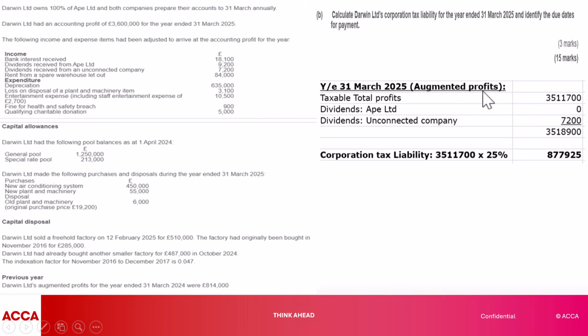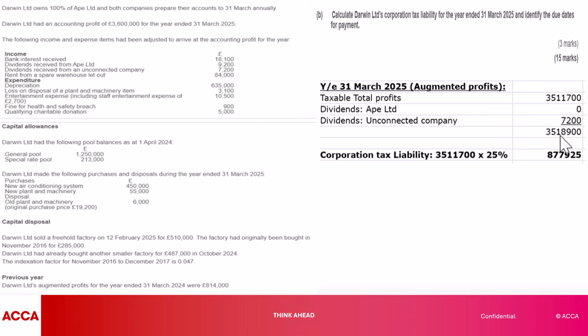3,511,700. I'm getting the augmented profits because the augmented profits help us to determine if this is a large company or not, and at the same time, the rate that they might apply on the taxable total profits. Now, to get the augmented profits, you might want to add dividends from companies that you're not connected with or companies that you own less than 50% in. For Ape Limited, we owned 100%, and therefore we don't consider the dividends in the computation of augmented profits.